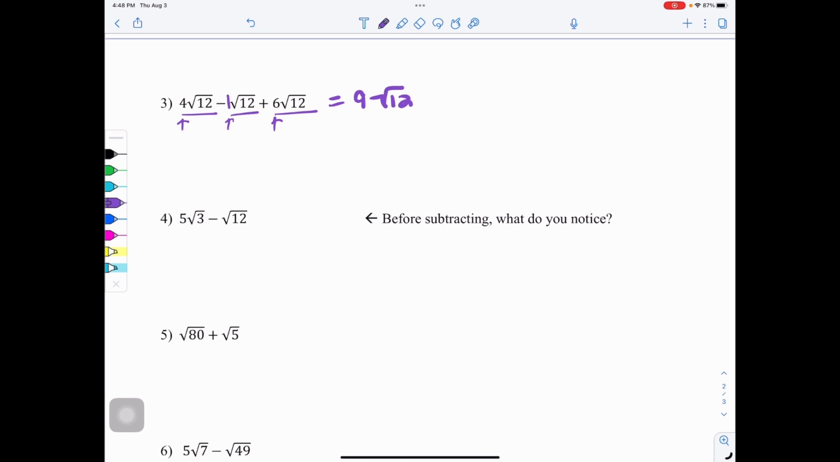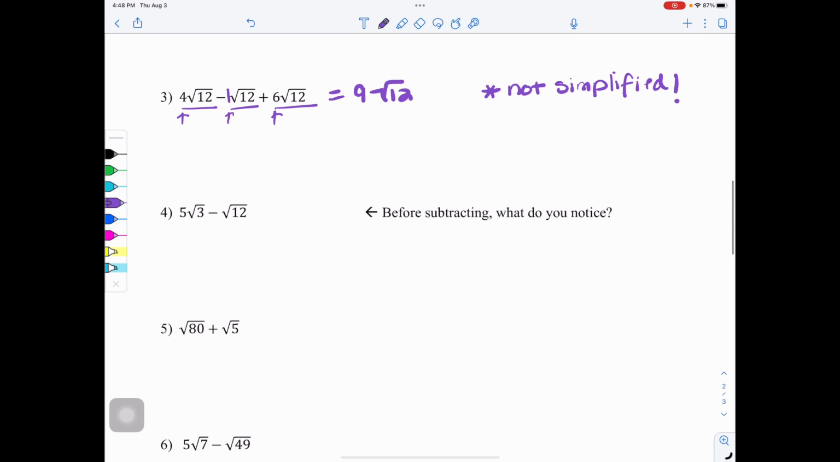But I'm going to stop. Square root 12, is that in its simplest form? Answer is no. So we're going to put a little star here, and this is the first example of one that's actually not simplified. Which means at the end of the problem, we need to simplify the radical like we learned in our prior lesson. So this is going to become 9.